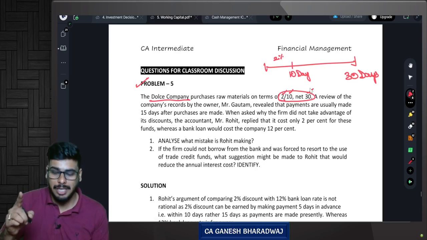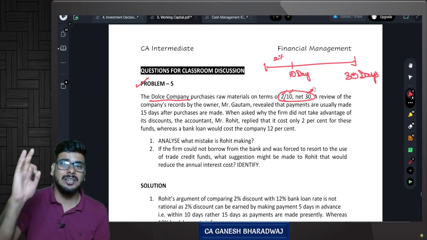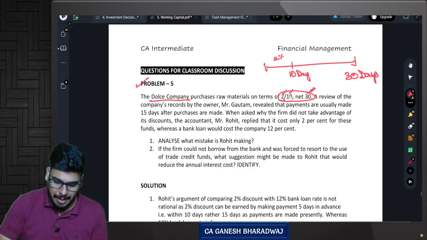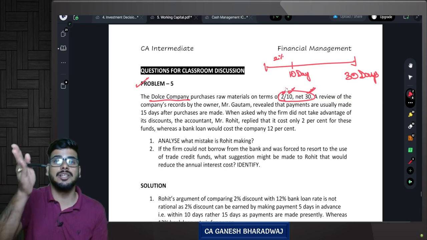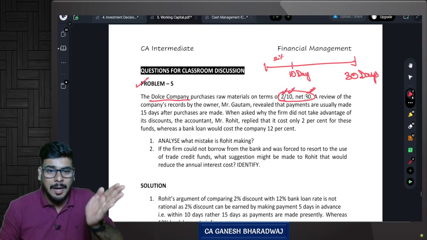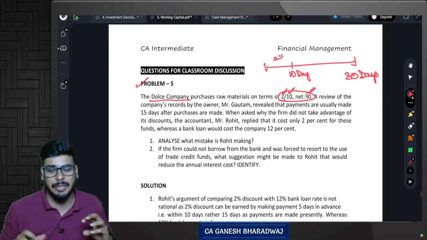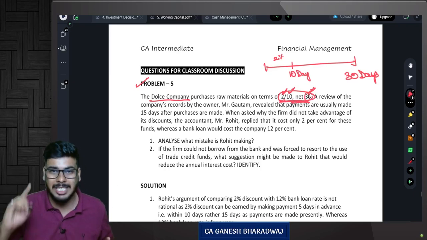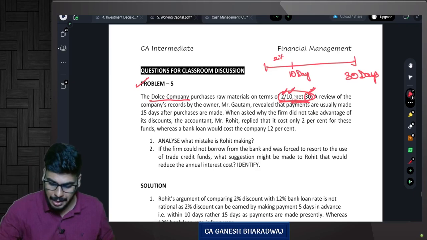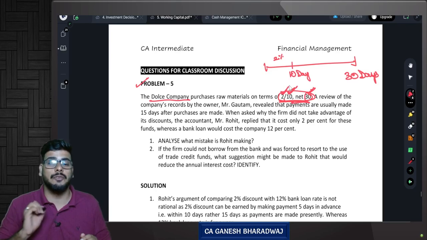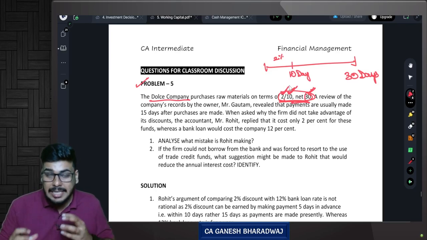Now you read this. 2/10 net 30 means what? 30 days is the general credit period. You need to make the payment anyways by 30 days, but if you make the payment within 10 days, you are eligible for a discount of 2%. This is called 2/10 net 30. It could be anything, 1/20 net 40 also it can be. Are you clear with this? But whenever they give this word, understand the meaning of it. This 30 stands for the maximum credit period, but this 10 stands for the credit period before which if you pay, you will get a discount of 2%. This is the meaning of these words, 2/10 net 30.